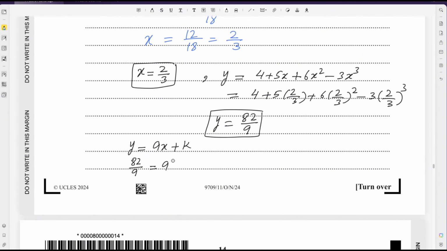equals 9 into the value of x, which is 2 over 3, plus k. This 3 and 9 could be cancelled out. It is left with 6. 3 multiplied by 2 is 6, and this 6 moves to the left side. Therefore the value of k will be equal to 82 over 9 minus 6, and finally we will get the answer as 28 over 9. So this is the answer of the second part of question number 9.